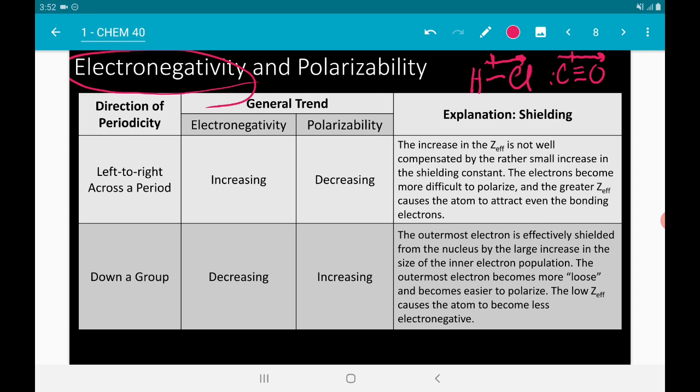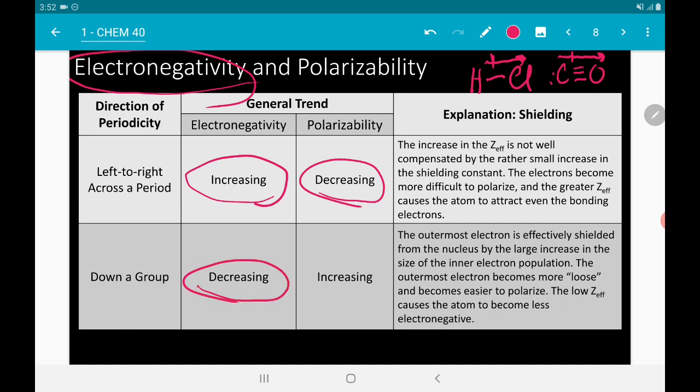Electronegativity has an opposite trend to that of polarizability. Kasi left to right across a period, nag-i-increase ang electronegativity. Electronegativity is directly proportional to your Z effective. So pagka nag-increase yung Z effective mo, nag-i-increase din ang electronegativity. So dito sa polarizability, we have already discussed that this is decreasing. Down a group, decreasing ang iyong electronegativity, of course, because the Z effective is decreasing. However, nag-i-increase ang polarizability. Okay?